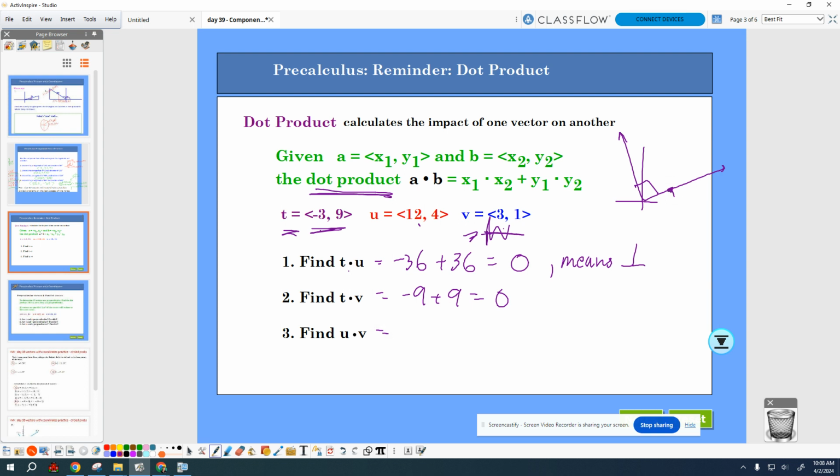Okay, Tycho, U dot V, these guys. 36 and 4. So those vectors, a really big positive number, they're going the same way. Wait, is that also perpendicular? They're not perpendicular.